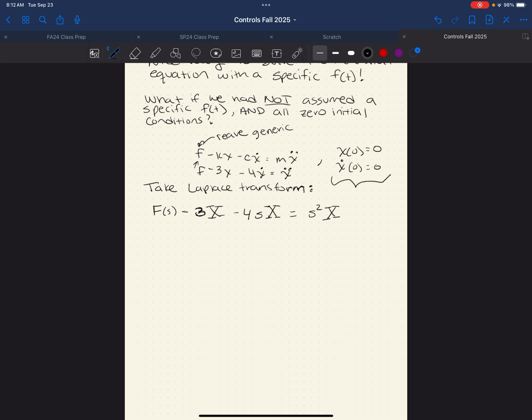All right, so now let's solve for output over input.